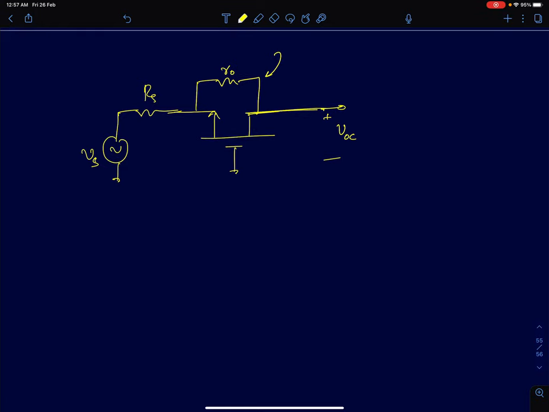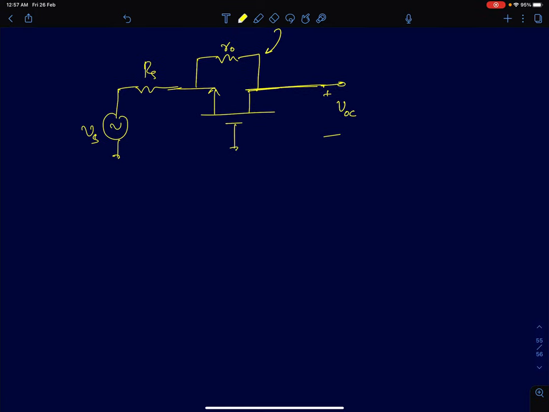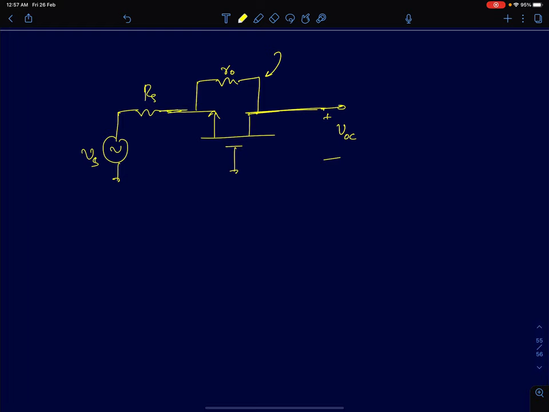If you open circuit the output node and try to measure the open circuit voltage, first, quickly, we can see that the output current here is zero because it's open circuit, which means the input current is also zero because it's the same as the output current. If the input current is zero, the voltage drop across Rs is zero. So the input voltage of the common gate amplifier, Vi, will be equal to Vs itself.